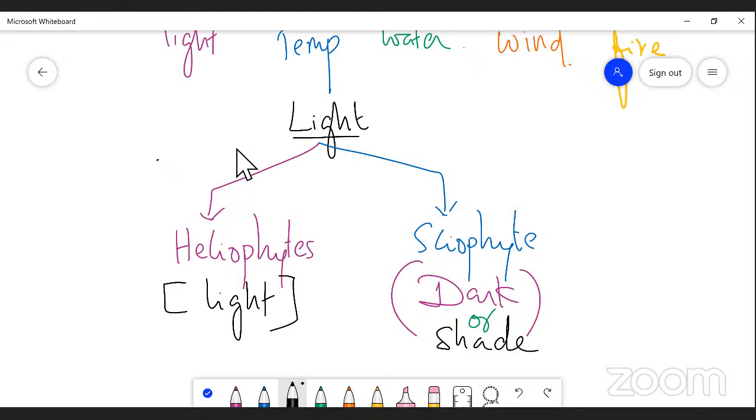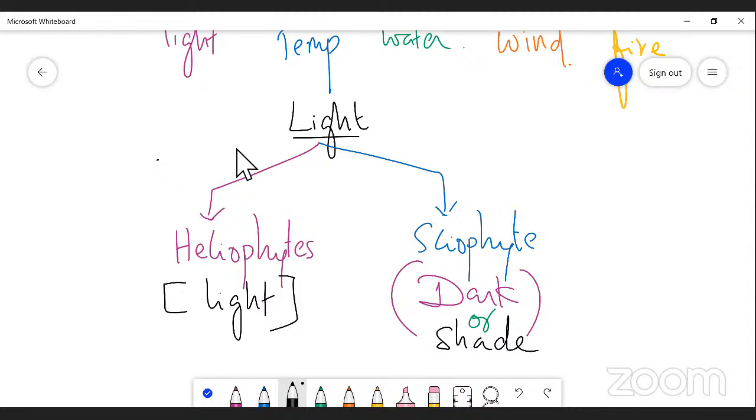Simply understand, heliophytes and sciophytes have a little difference, right? The plant which likes light to grow, whereas a sciophyte means a plant which never likes light, but instead likes only shady places to grow, right? So that is a typical difference between heliophytes and sciophytes.